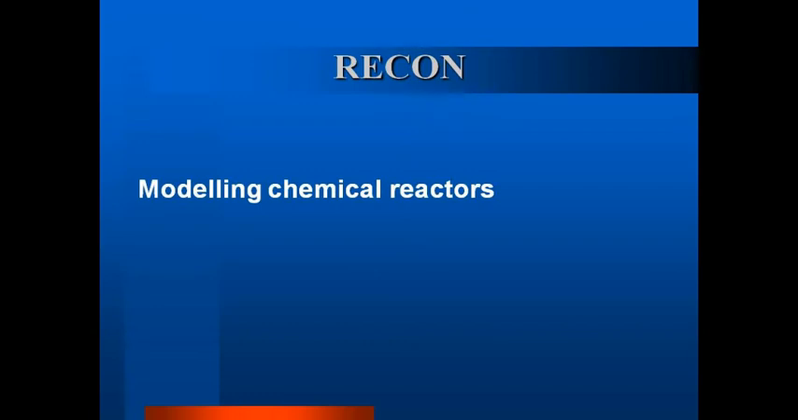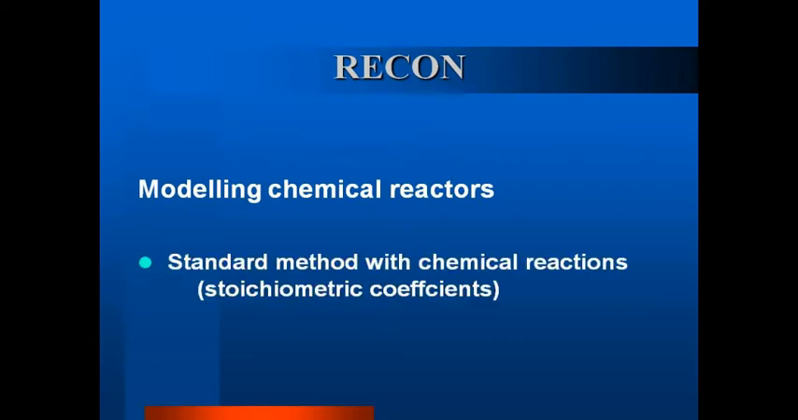In Recon the problem of a chemical reactor can also be solved. Chemical reactors can be modeled in two ways. The standard method uses chemical reactions, with stoichiometric coefficients, stored in Recon's reaction bank. Sometimes reactions in the system are not well known, for example burning of coal.